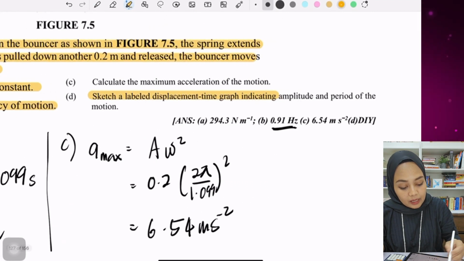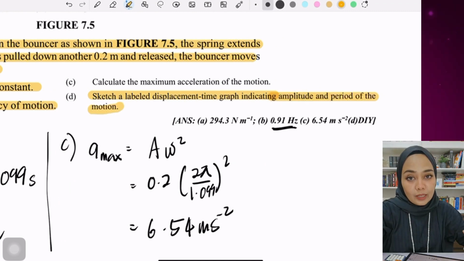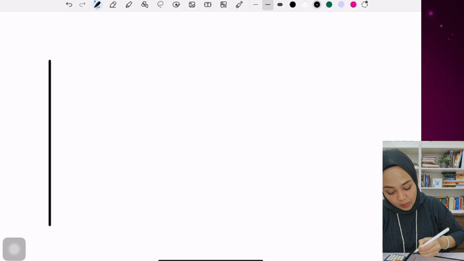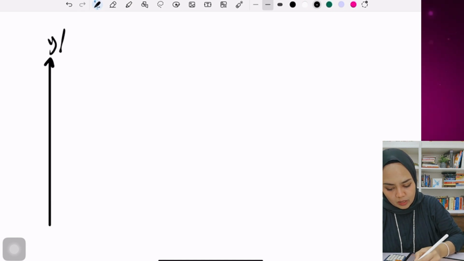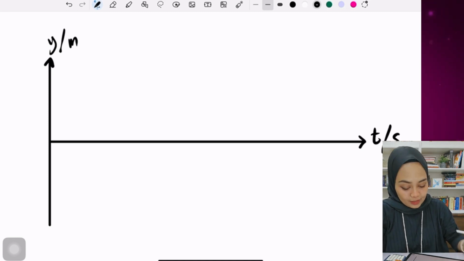And the last one is sketch and label the displacement time graph indicating amplitude and the period of the motion. And for that, let's do our sketching first. Okay, so our y-axis is our displacement. This one is in meters. The example given to us is in meters, and the x-axis is the time, the period.